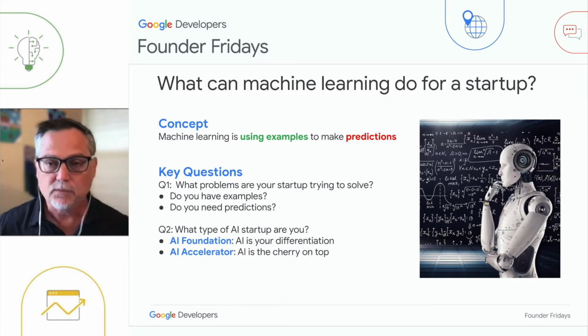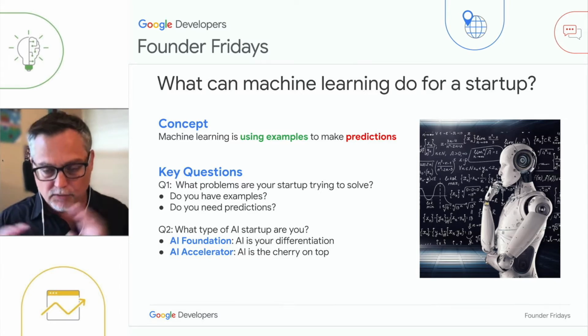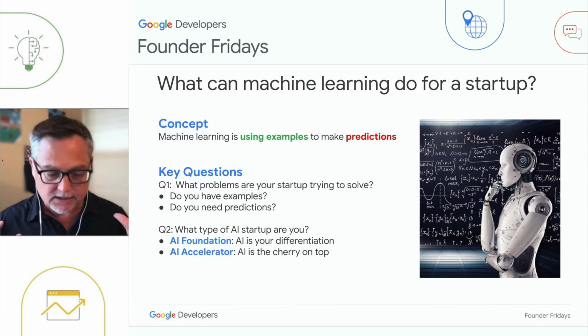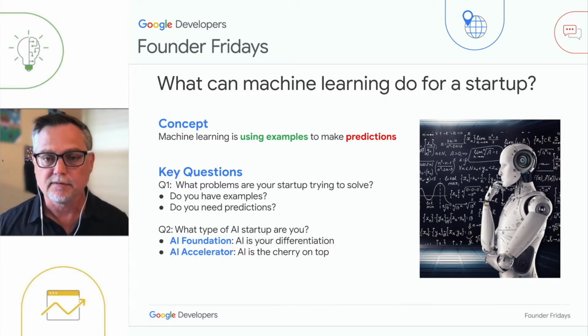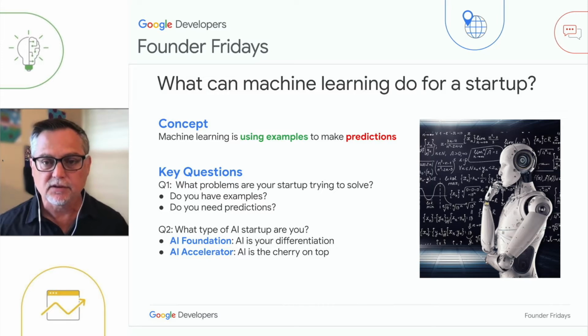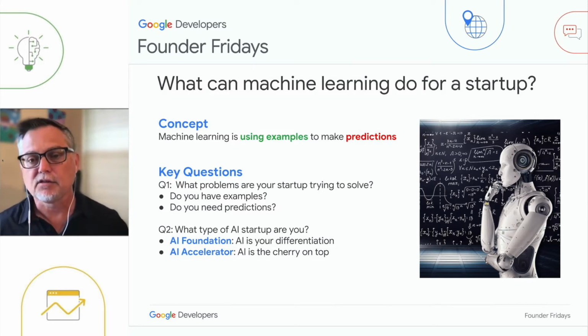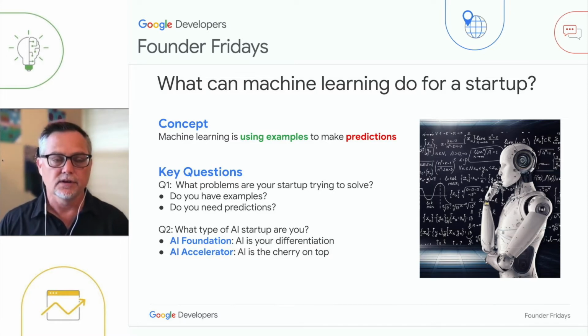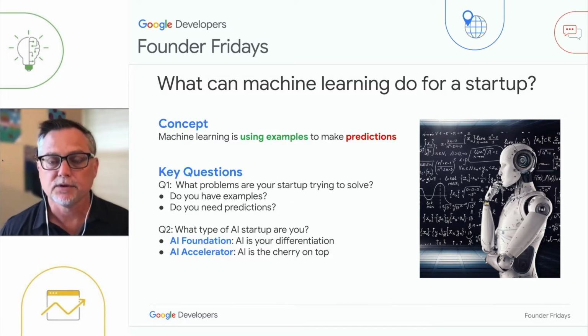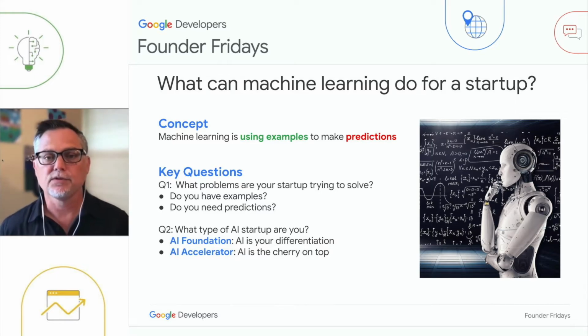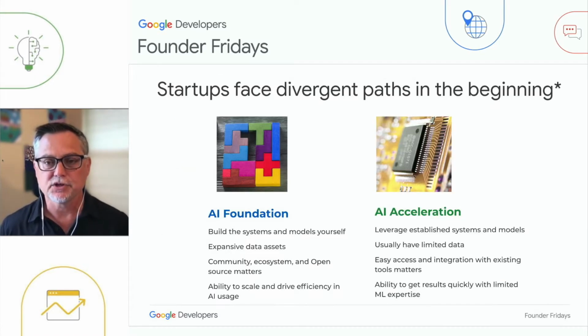And then what I found with working with startups is, and in the next couple of minutes, we'll talk about two different types of startups, two different camps, two different paths. AI foundational, where AI is in fact your differentiation, and AI as an accelerator, where really AI is just the tip of the iceberg, the cherry on top of the pie, as they say. So let's start with the first one, AI as a foundation.